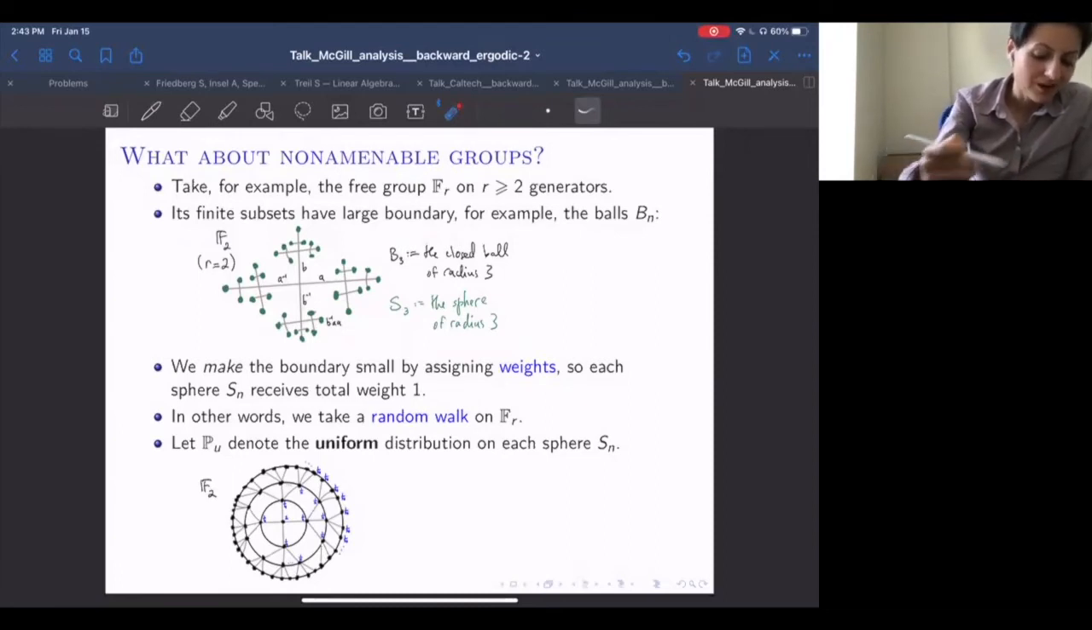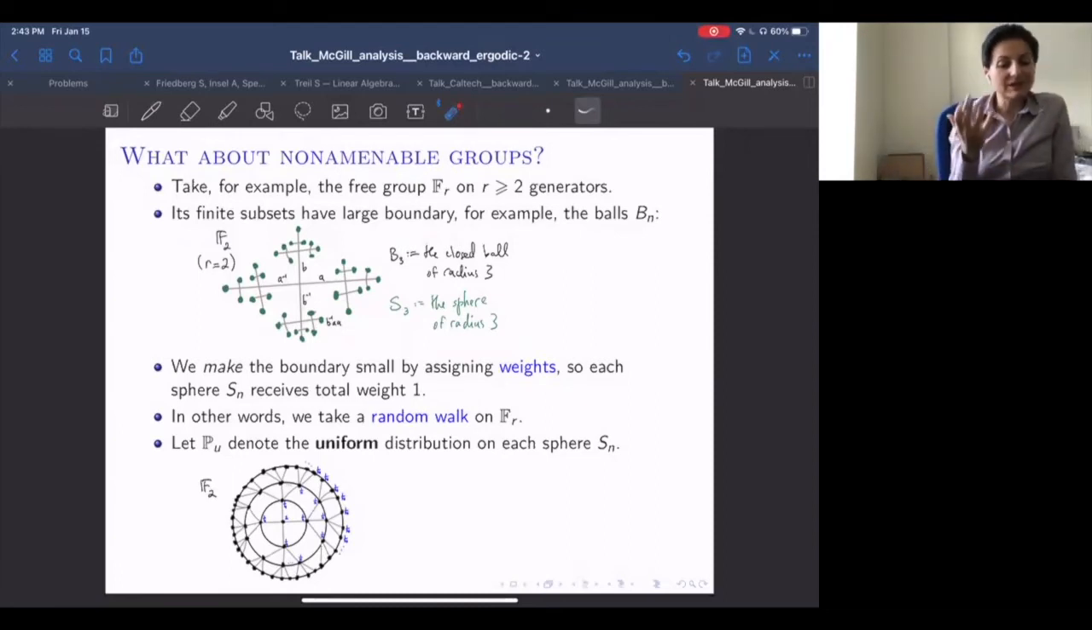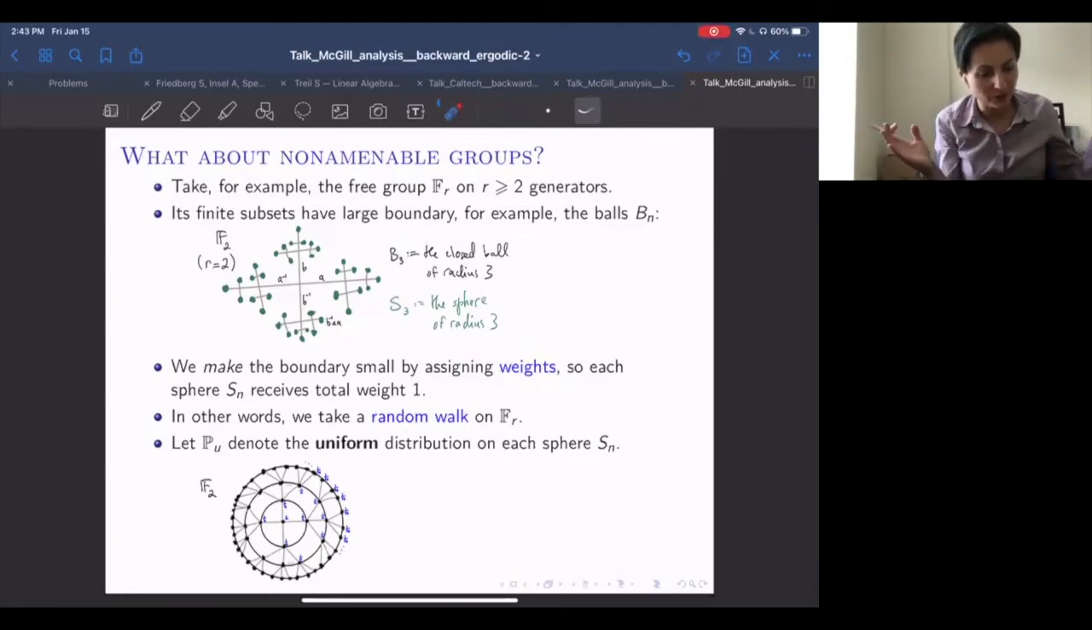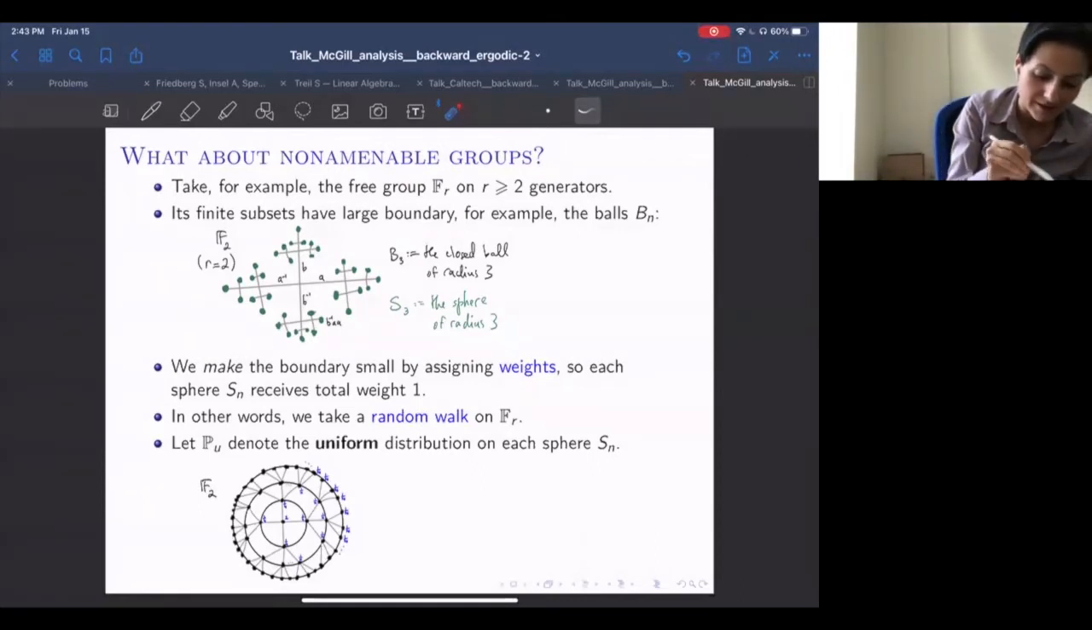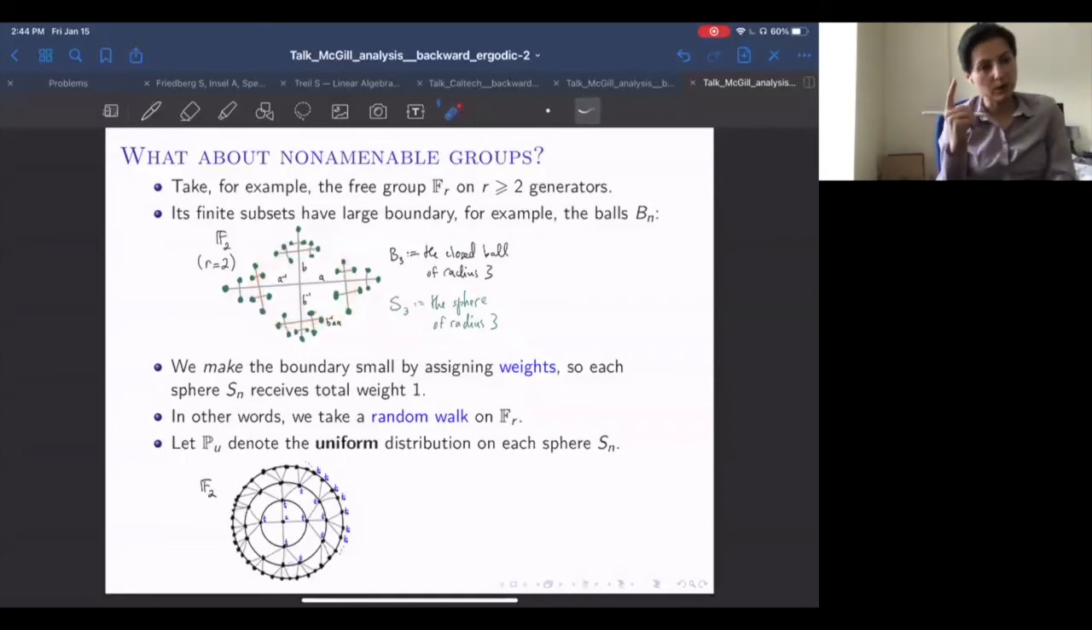So I think it's more... So the boundary is really large. The boundary of balls in the free group is really large. But if we want to prove an ergodic theorem, you want the boundary to be small. So what do we do? We artificially make the boundary small. How do we do this? By just assigning weights. So we make the boundary small by assigning weights so that each sphere of the free group gets weight 1.